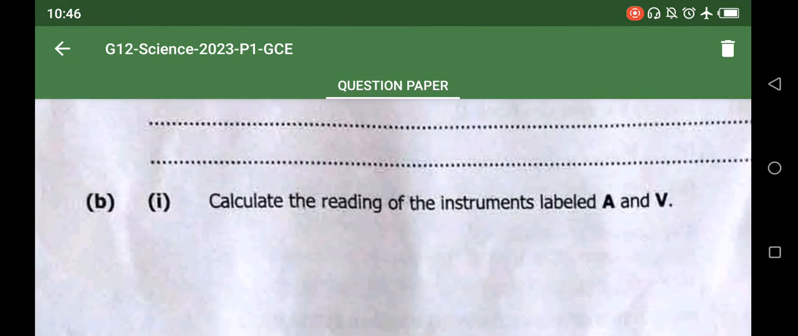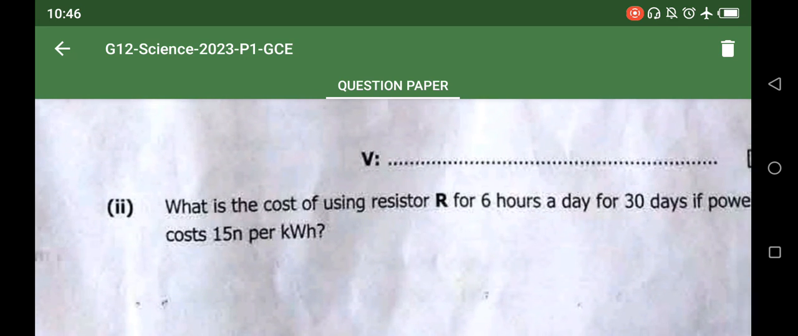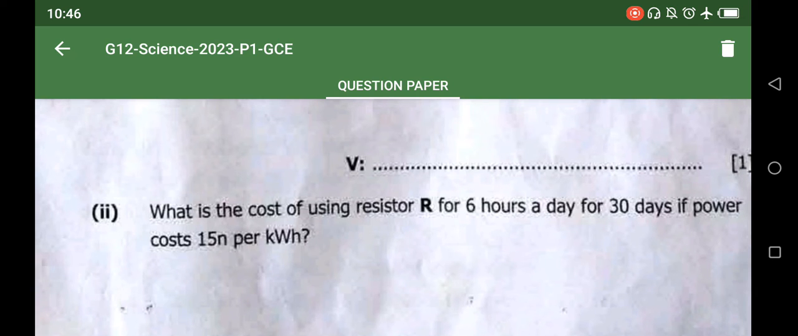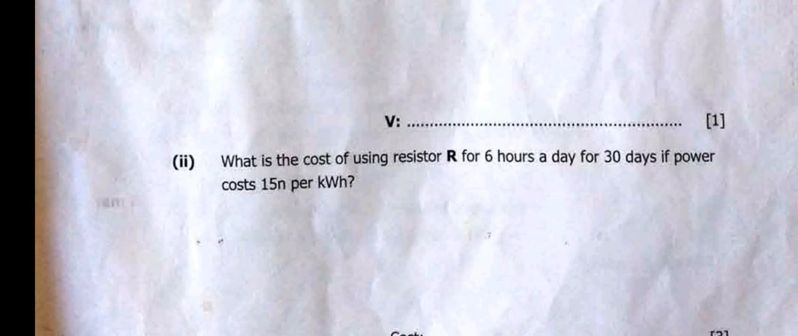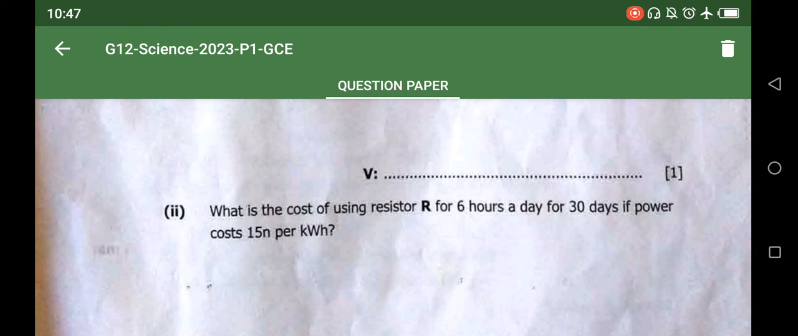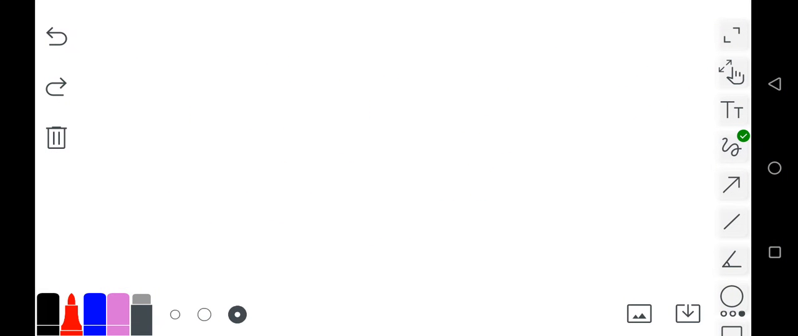And then for B, okay, so now B is saying what is the cost of using resistor R for 6 hours a day for 30 days if power costs 15 ingwe per kilowatt hour, or per unit? Now, I want you to pay attention to this question. We are going to move in about 4 steps.